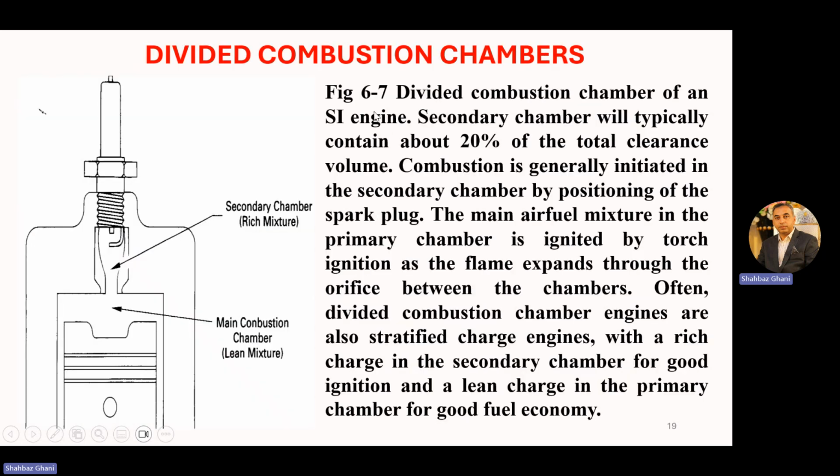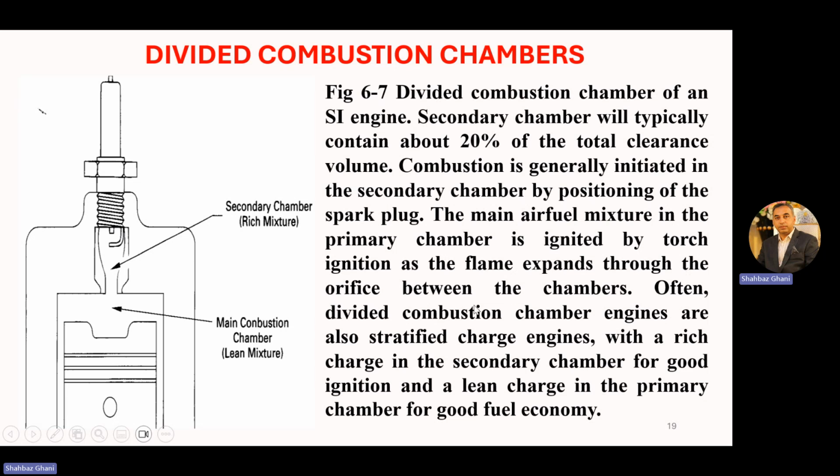Now let's read this figure 6-7. Divided combustion chamber of an SI engine. The secondary chamber will typically contain 20% of the total clearance volume, and 80% of the clearance volume is in the main chamber. Combustion is generally initiated in the secondary chamber by positioning of the spark plug, because we have placed the spark plug here. The main air-fuel mixture in the primary chamber is ignited by torch ignition, because of this orifice.